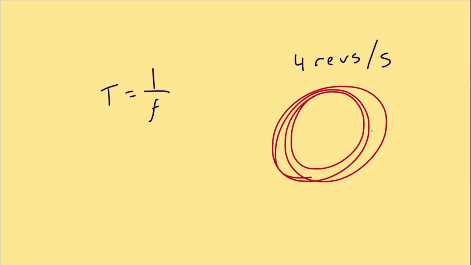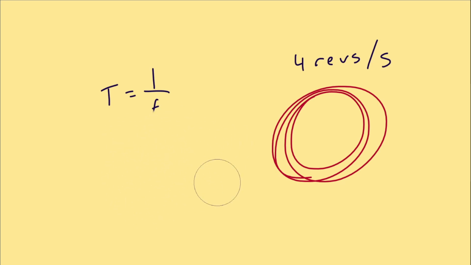Let me teach you about time and frequency for circular motion. Now, if you study trig waves like sine and cosine, this might remind you of that. The formula for time is t equals 1 over f. F is frequency. So, for example, the frequency of your object is 4 revolutions per second. So it spins around 4 times every second. Then your time would be equal to 1 over 4, which is 0.25 seconds.